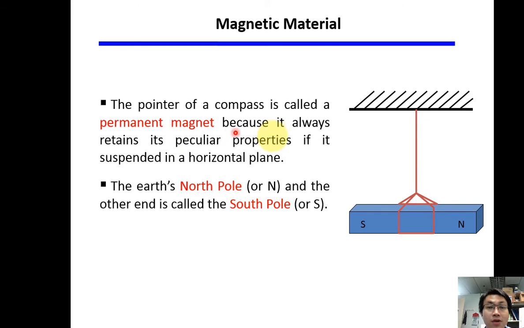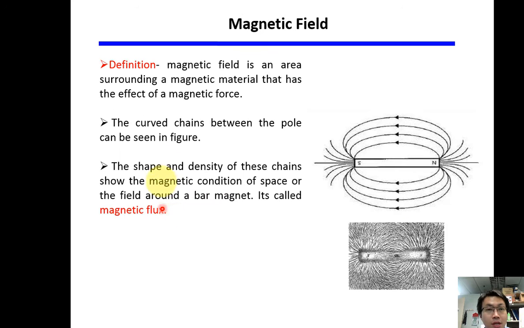Then the pointer of a compass is a permanent magnet. For example, in a compass, you can see the north and the south. Because it always retains its properties, it is suspended in a horizontal plane. So one end points to the Earth's North Pole and the other end is called the South Pole.